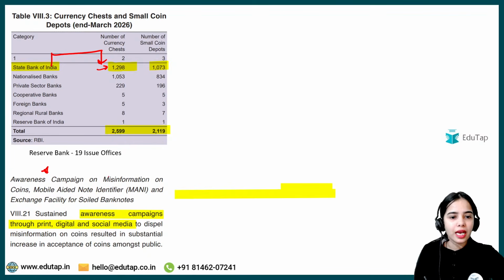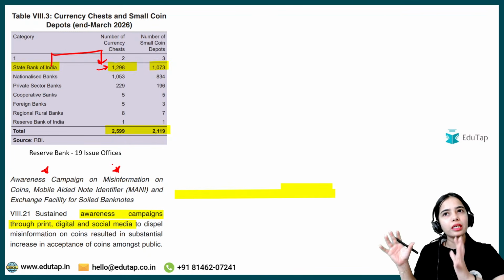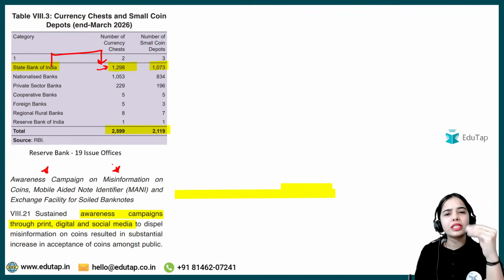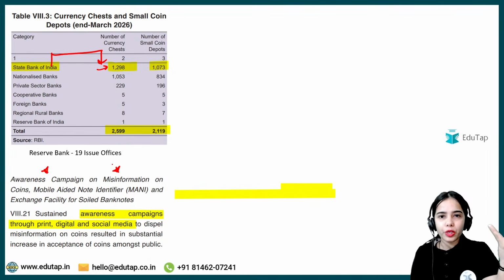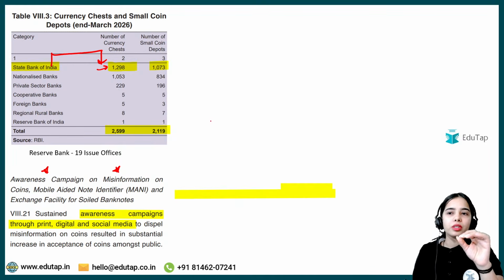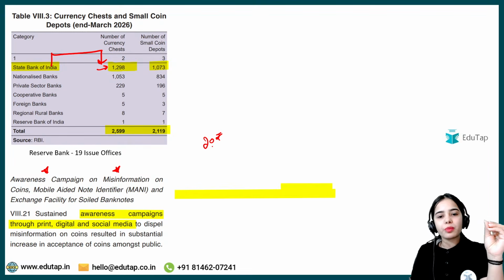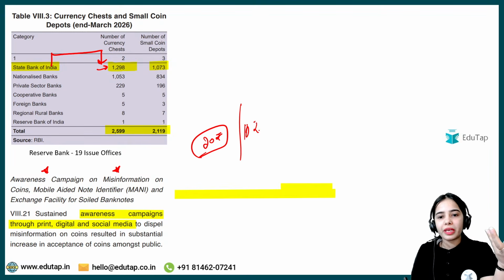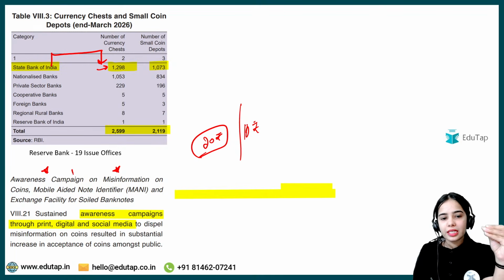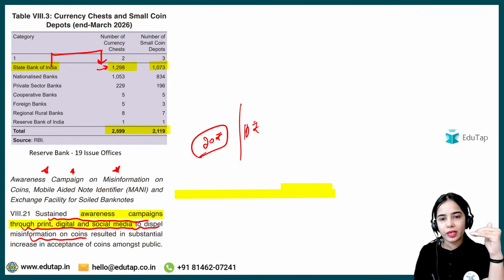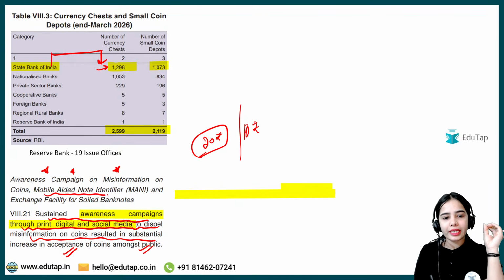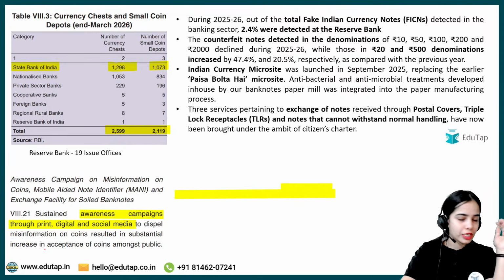Okay. Next is the awareness campaign on misinformation on coins. Recently, a few months before, you must have heard that 10 rupee coins are fake, or 20 rupee coins, if they are coming in the market, they are fake. Many people were not accepting 20 rupee coins because they were afraid that they were fake, or the 10 rupee coins were not being accepted. So RBI ran awareness campaigns on misinformation on coins. Sustained awareness campaigns were run through print, digital and social media to dispel the misinformation, resulting in a substantial increase in the acceptance of coins amongst the public. There is also a mobile aided note identifier, that is MANI, and an exchange facility for soiled banknotes is also provided, so that you can exchange your soiled notes.